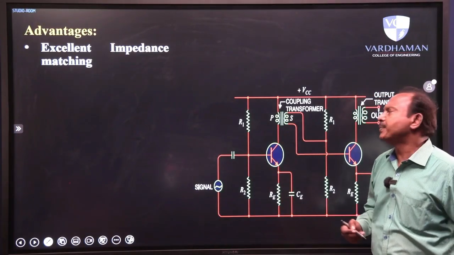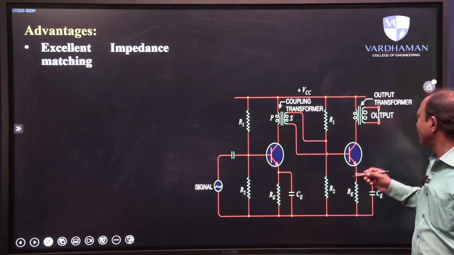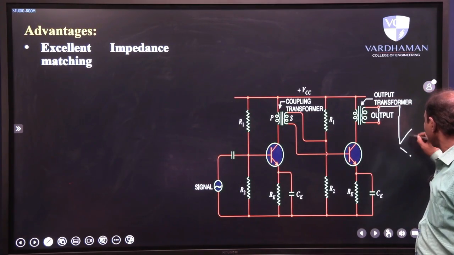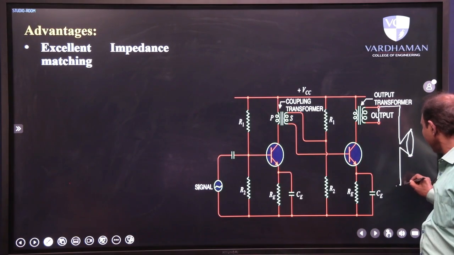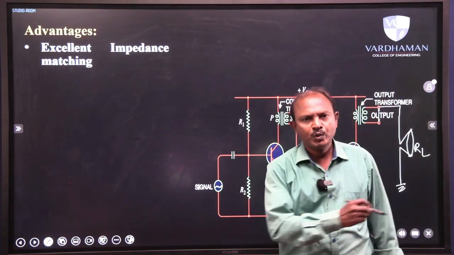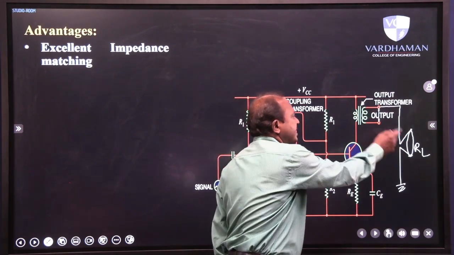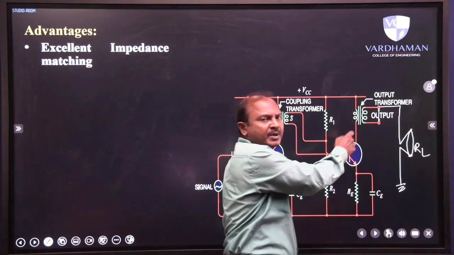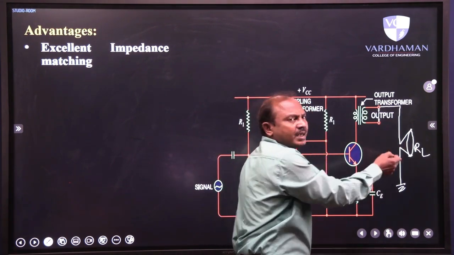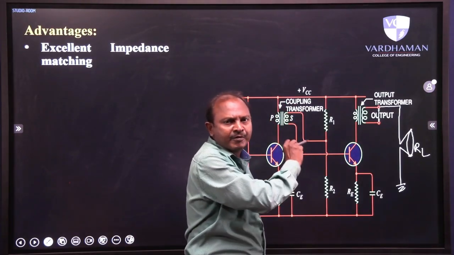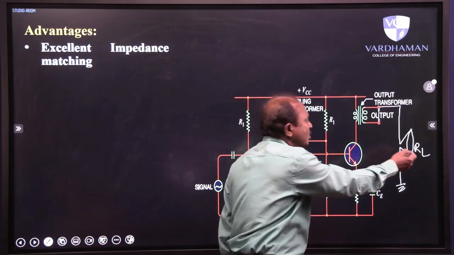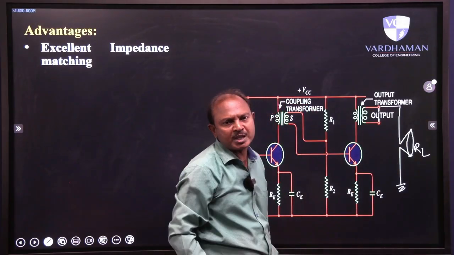First one, excellent impedance matching. Of course, understandable. When the load is about to be connected here, the output impedance of this amplifier is to be made compatible with the load resistance, and only then is impedance matching possible.